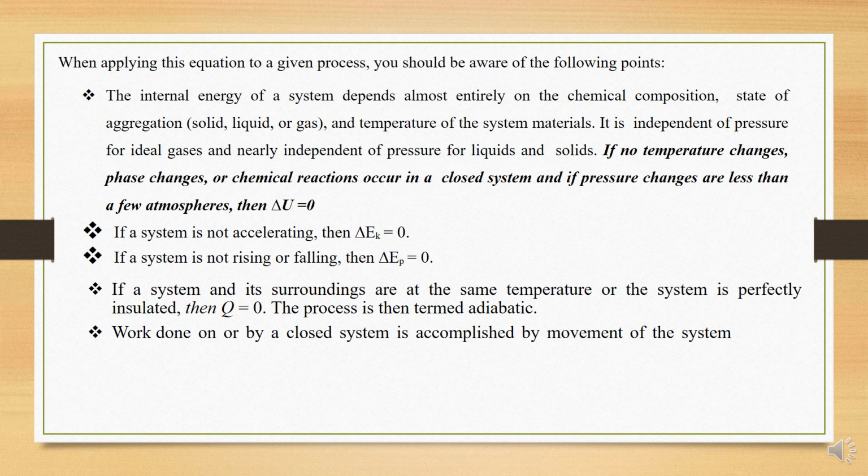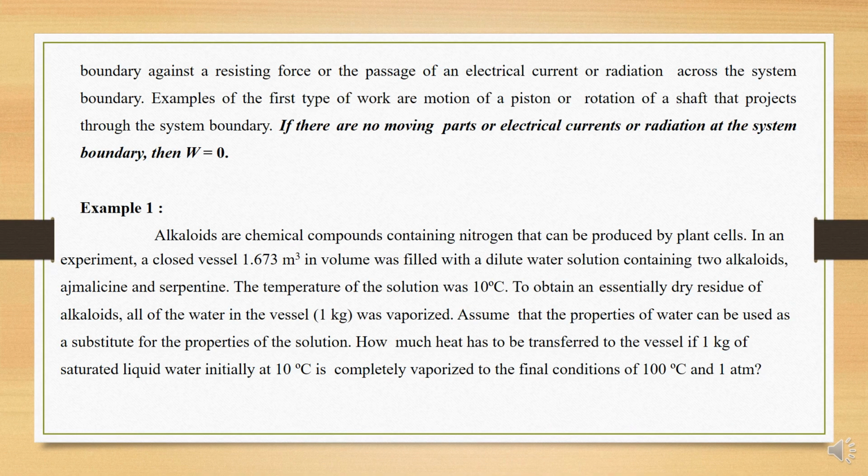If a system and its surroundings are at the same temperature, or the system is perfectly insulated, then Q is equal to 0. The process is then termed adiabatic. Work done on or by a closed system is accomplished by a movement of the system against a resisting force or the passage of an electrical current or radiation across the system boundary.